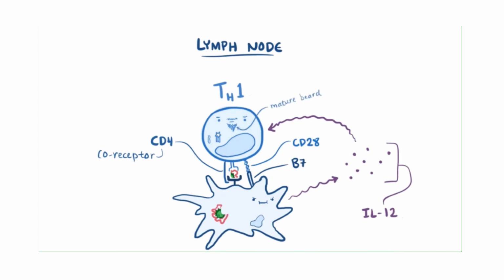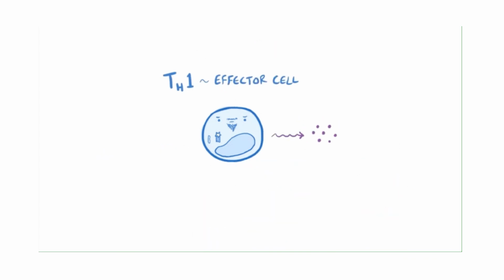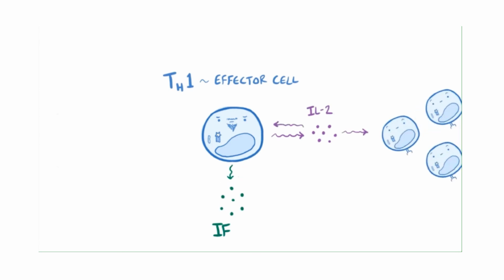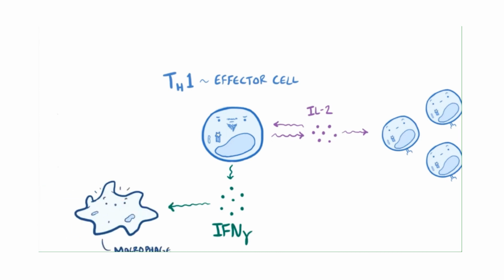At this point, the CD4 positive T cell is no longer considered naive. Instead, it's an effector cell that's able to release the cytokine interleukin 2, which helps both it and other T cells in the area proliferate, as well as interferon gamma, which activates phagocytes like macrophages and creates more Th1 cells.